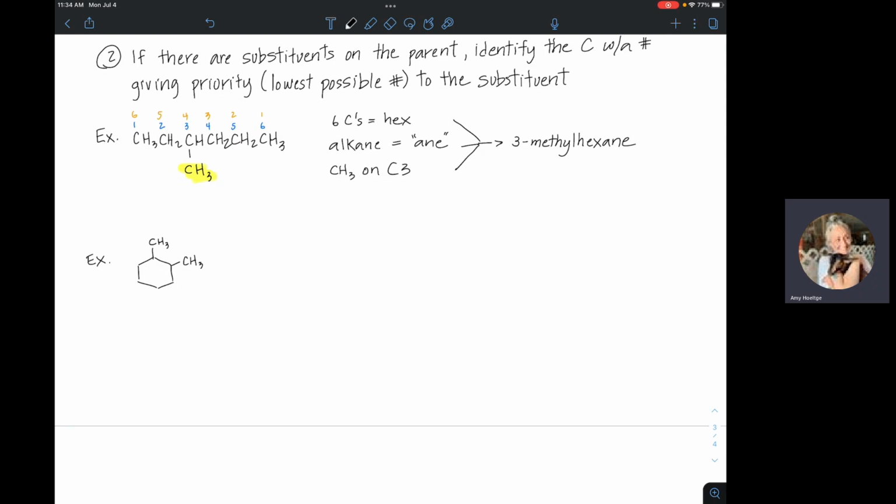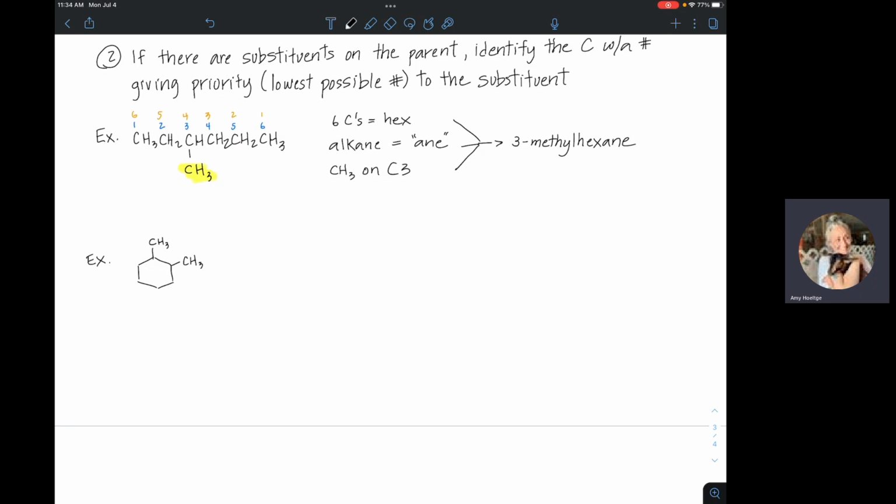So we're going to number the ring to give the groups the lowest possible numbers, right? If there's only one substituent on the ring, you don't have to use numbers. If there was only one methyl group on this ring, it's obviously carbon number 1, because you have to give your substituent priority. If you're giving it priority, you're giving it the lowest possible number. If there's only one substituent, it has to be on carbon 1, right?